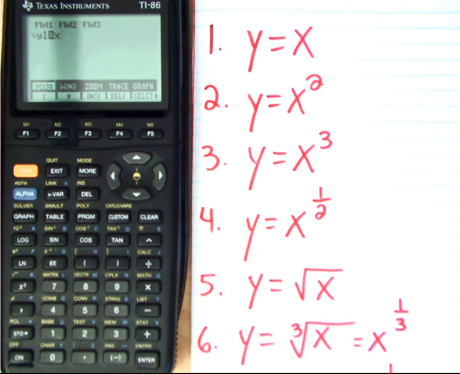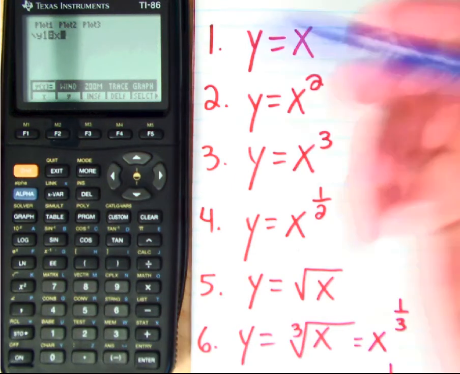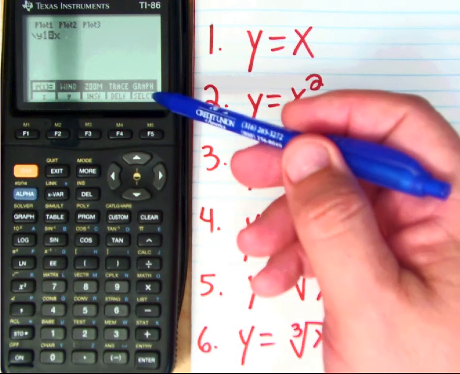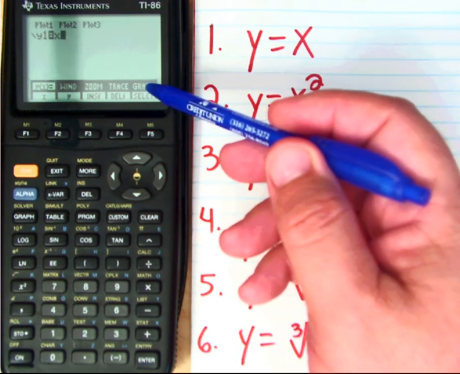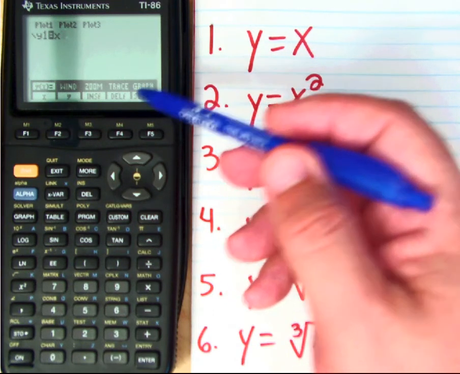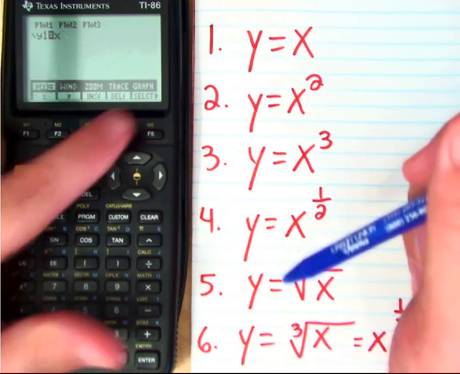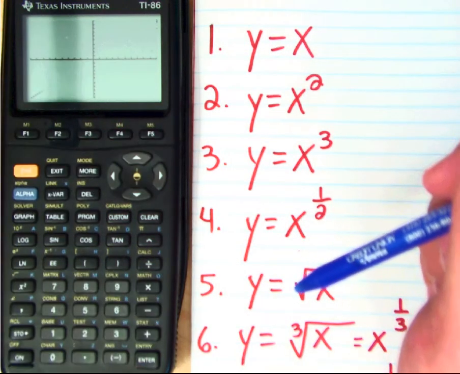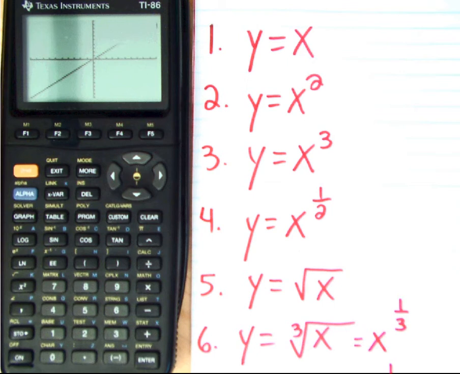Now the graph. How to get a pen? Graph is right here, it's above, in the second menu bar here. So we're going to push our second button one time, and then we'll push the F5 to access that. And there's our graph of y is equal to x. Okay, so now I want to go graph y is equal to x squared.